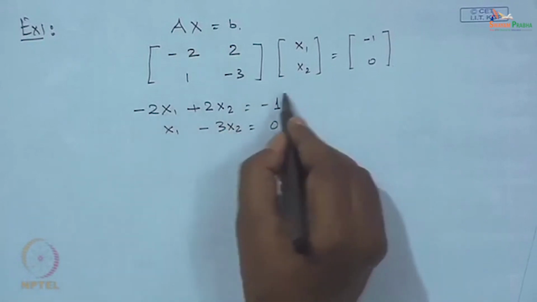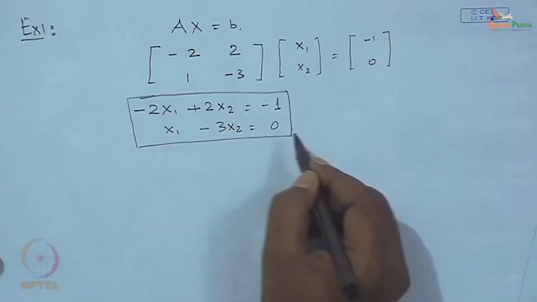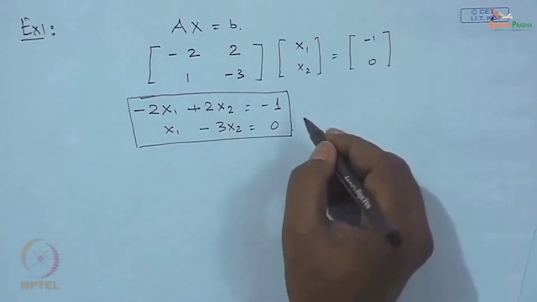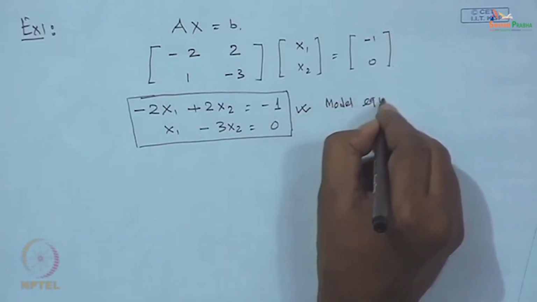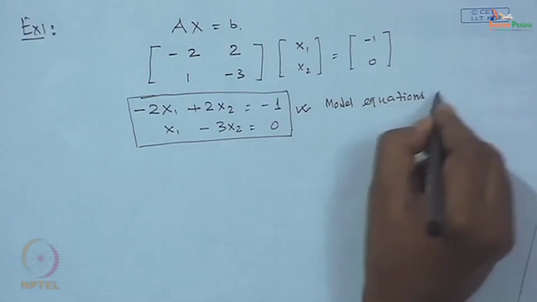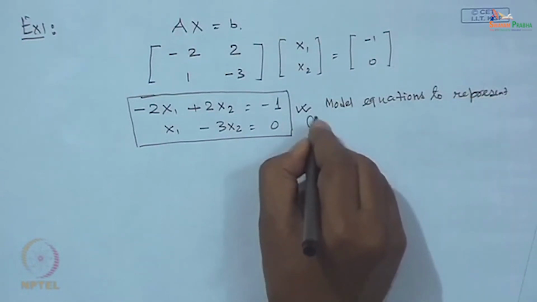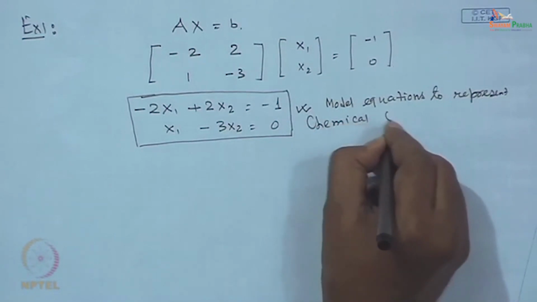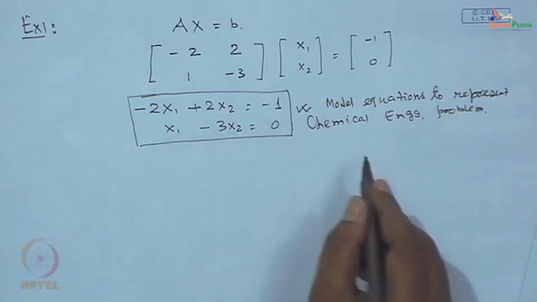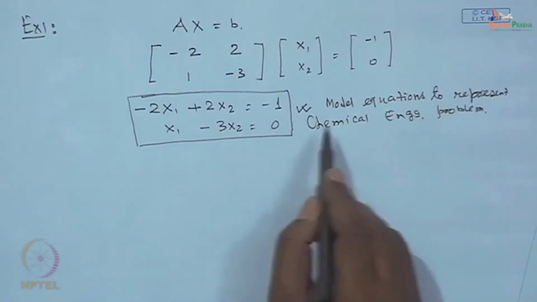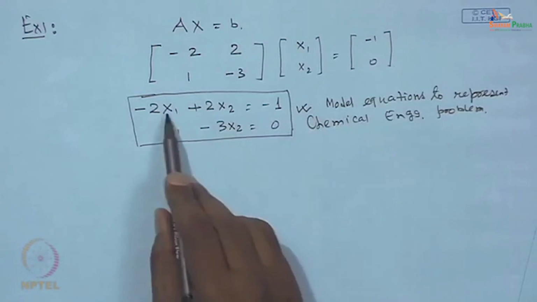The chemical engineering process will be having two unknowns, and to solve them uniquely you will require two equations. Therefore, these are the model equations to represent the chemical engineering problem, and probably this chemical engineering system is operating under steady state. So, we model the system by writing these two equations.